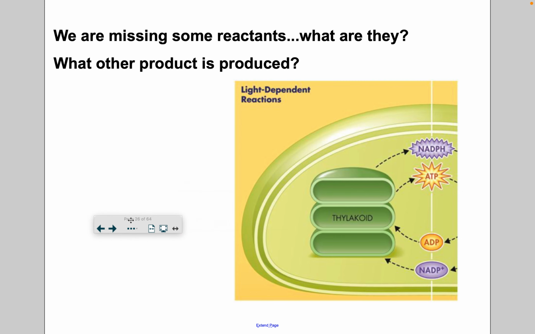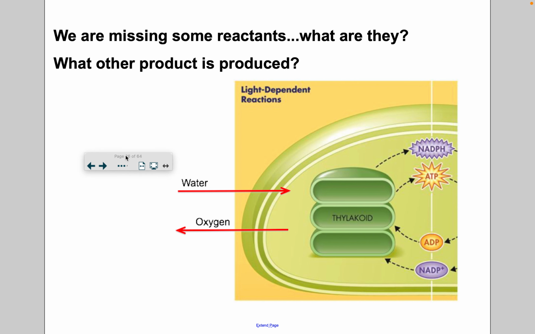So what are some missing reactants when we take a look at this? Well, I talked a little bit about water splitting, right? Do I have that in here? Oh, here we go. On this side. Water. Talked about water, okay? Did I talk about anything else? Nope, just water. So we're missing water because water splits and it's going to donate those electrons. And what is being produced? Oxygen.